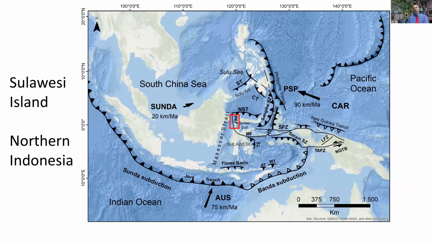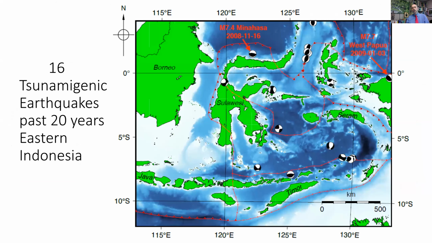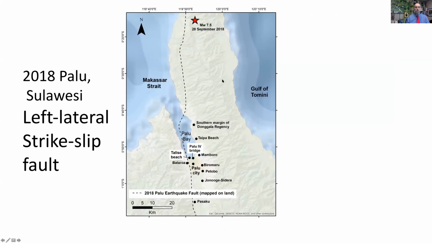Okay, so let's move on then to Palu and talk about the earthquake that occurred there in 2018. This is a region in eastern Indonesia that has had many tsunamigenic earthquakes in the last 20 years. In this particular case, it occurred on a strike-slip fault with a left lateral motion.